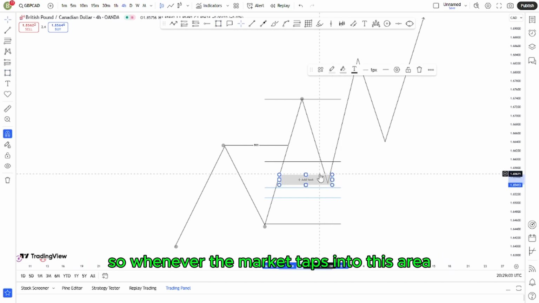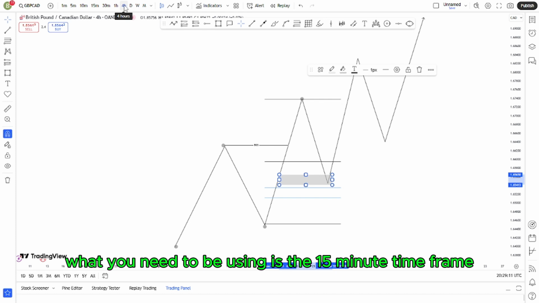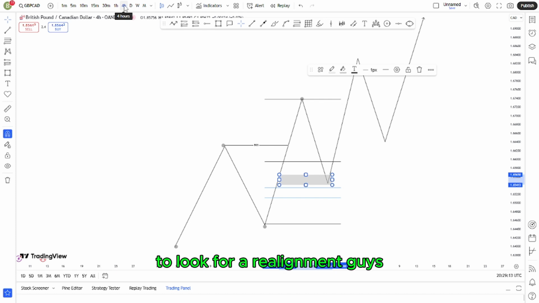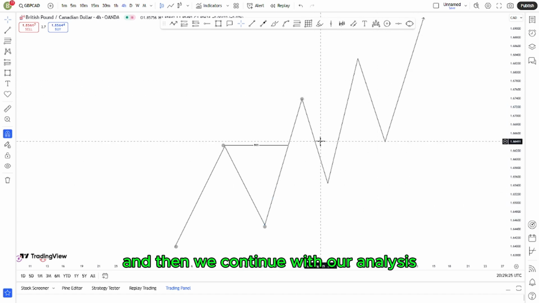It's the same thing. Whenever the market taps into this area, you switch to the lower time frame. For example, let's say you're on the 4-hour, what you need to be using is the 15-minute time frame to look for a realignment, guys. And a realignment is just an internal structure, market structure shift, guys. So let me just remove this here, and then we continue with our analysis.